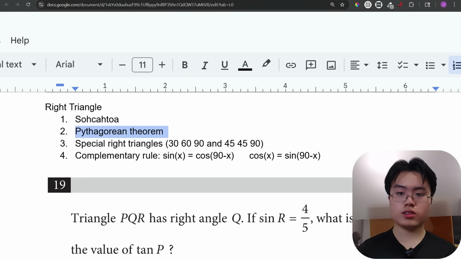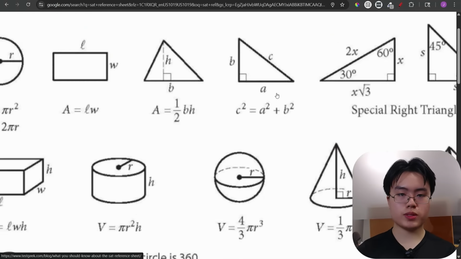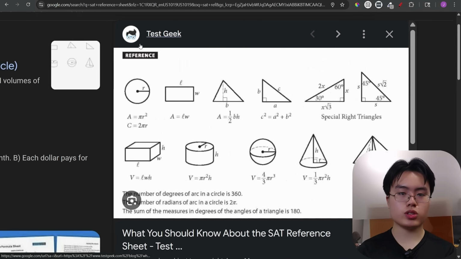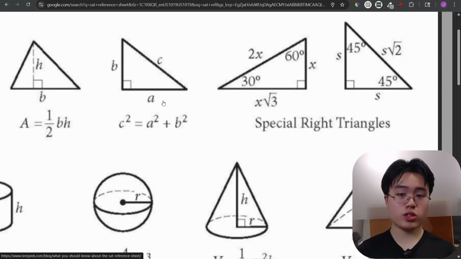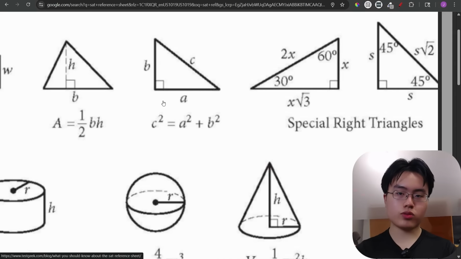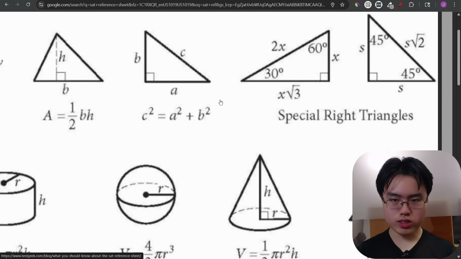The Pythagorean theorem is just this formula. It's literally in there. This is the SAT reference sheet, by the way. On the SAT testing software, you can press Reference on the top right of your screen when you're taking the test, and you can see this picture. And you can see, oh, c squared equals a squared plus b squared.